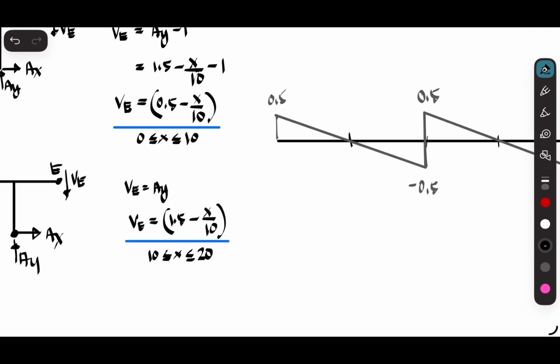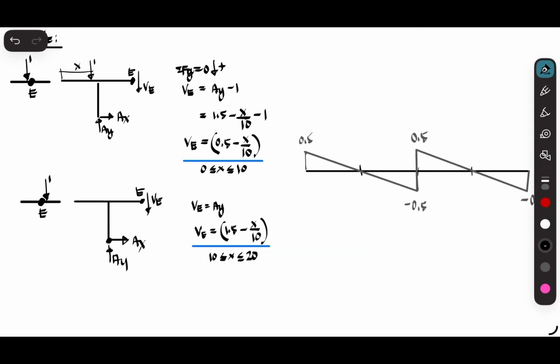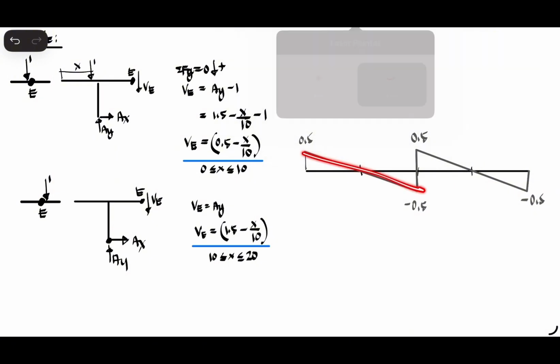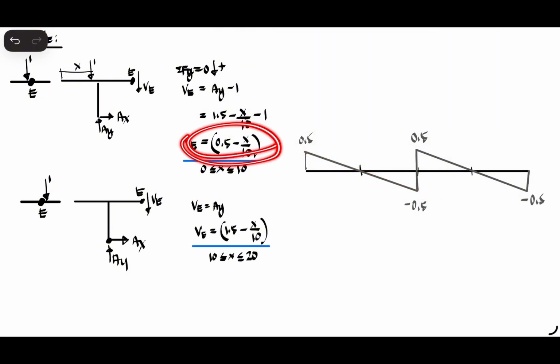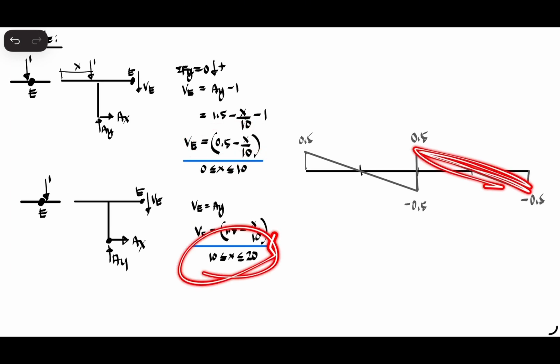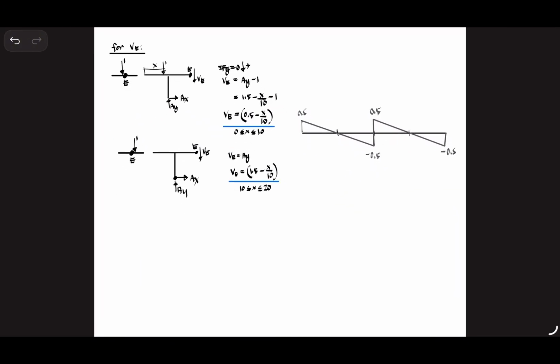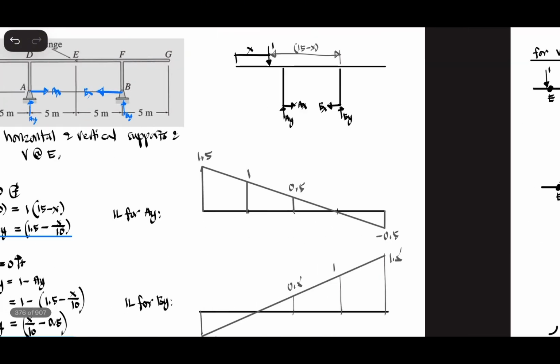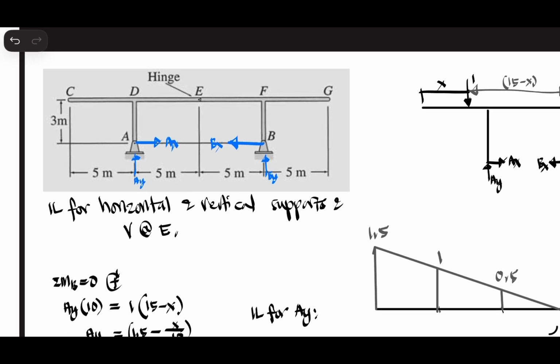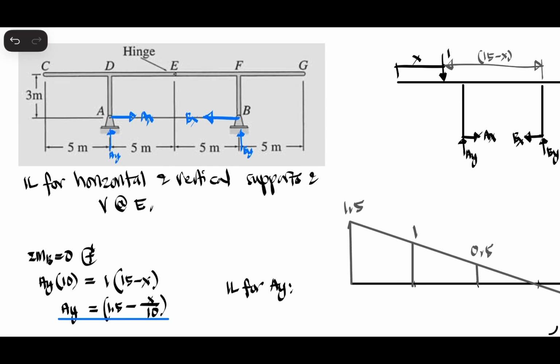So substitute these equations. This sketch of the influence line is for this first equation, and then this sketch of the influence line is for the second equation. So that's it for this example of sketching the influence line for a frame.